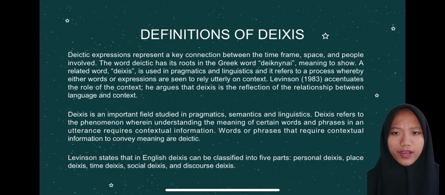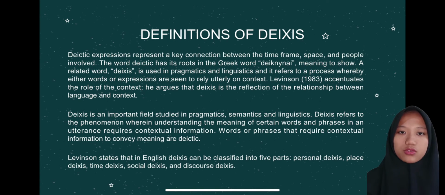Deixis is an important field studied in pragmatics, semantics, and linguistics. Deixis refers to the phenomenon wherein understanding the meaning of certain words and phrases in an utterance requires contextual information. Words or phrases that require contextual information to convey meaning are deictic. So it can be said that deixis is the use of general words and phrases to refer to a specific time, place, or person in context.